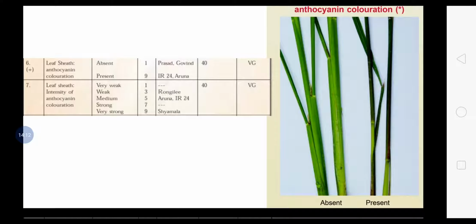Leaf sheath intensity of anthocyanin coloration is the seventh characteristic. This is again classified as very weak, scored as 1, weak 3, medium 5, strong 7 and very strong as 9. Weak example variety is Rangali, then medium is Aruna and IR 24, then very strong is Shyamala.